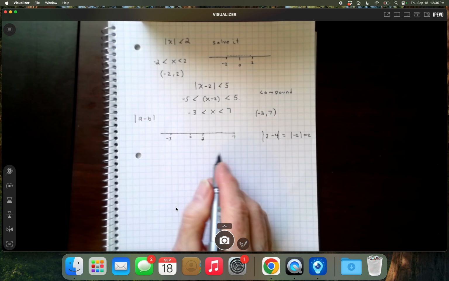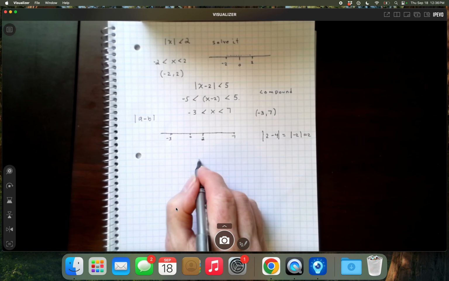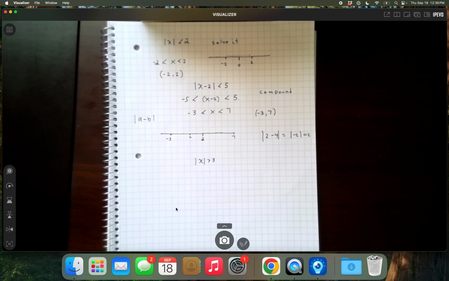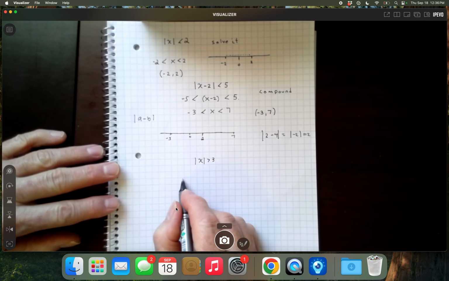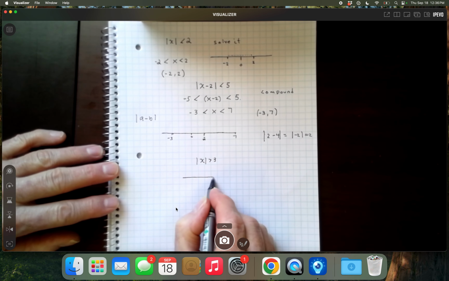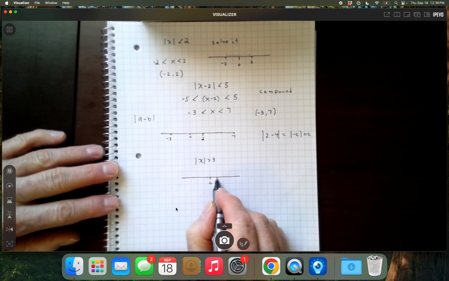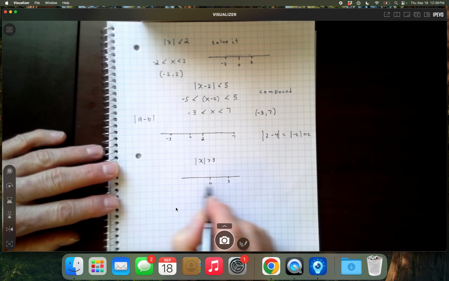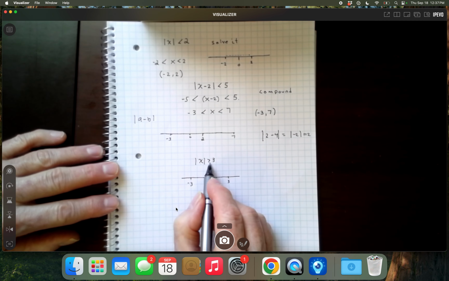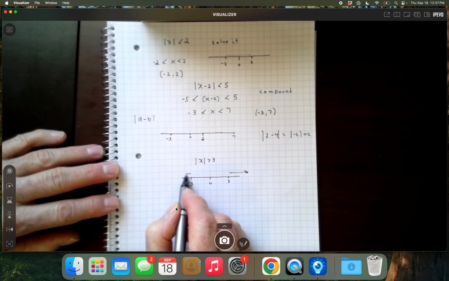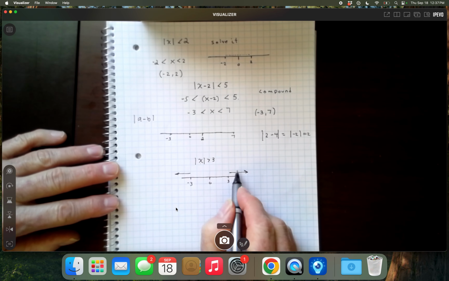Now, a few more things with linear inequalities. You could have absolute value of x greater than something. The distance to the origin is greater than 3. So let's look. Here's the origin. Here's 1, 2, 3. 1, 2, minus 3. If the absolute value of x is greater than 3, that means you are more than 3 units from home, which is the origin. So you're either here or here.